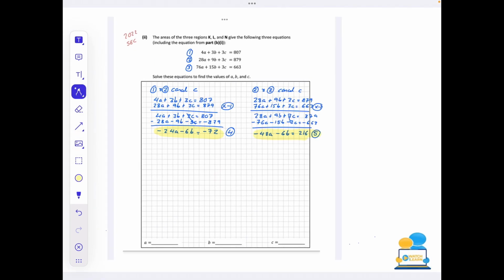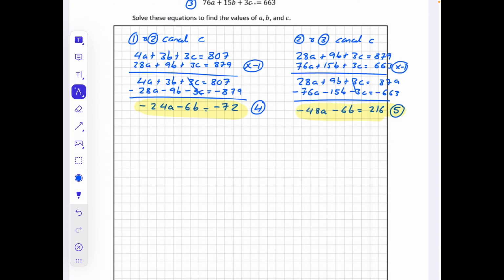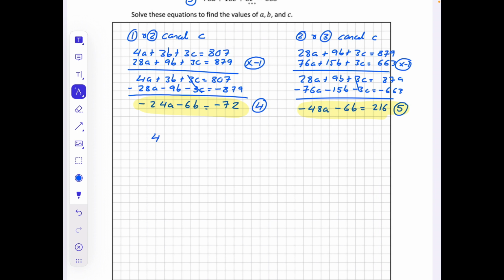Okay, so you should notice I'm copying the steps exactly the same, keeping things nice and organised using my headings. Next, I need to take 4 and 5. And then this is just a junior cert simultaneous equation. So we have minus 24A minus 6B is equal to negative 72. And we have minus 48A minus 6B is equal to 216.